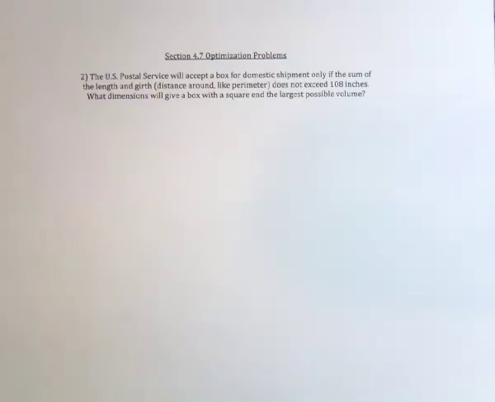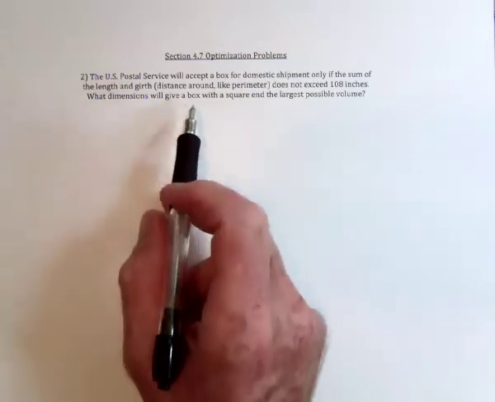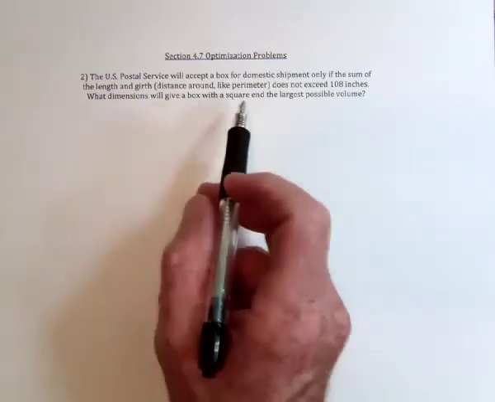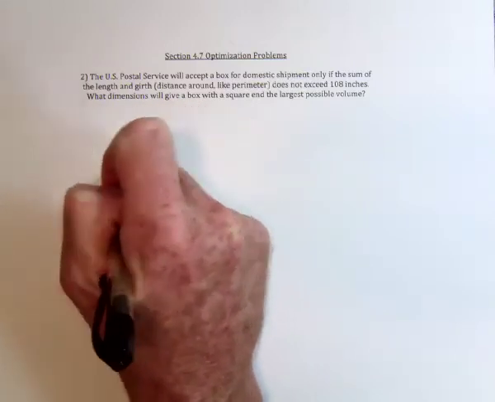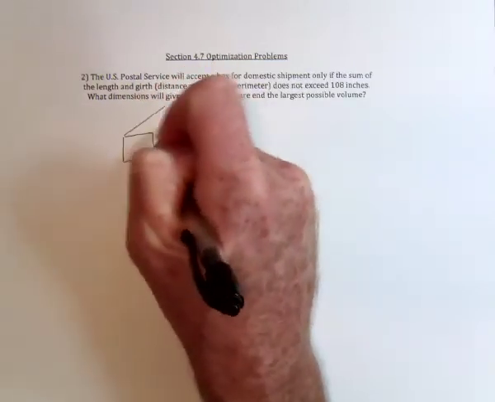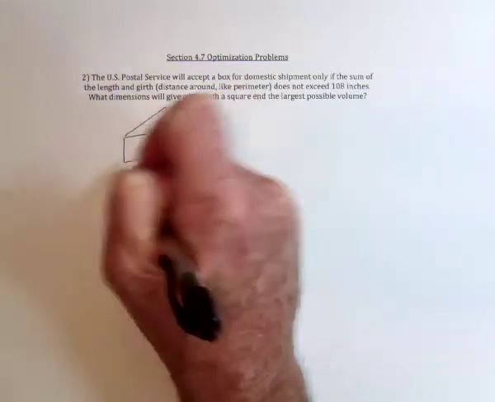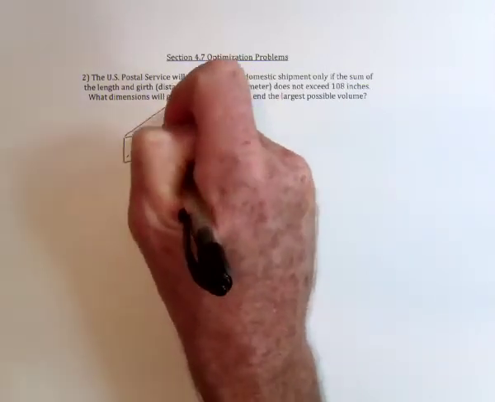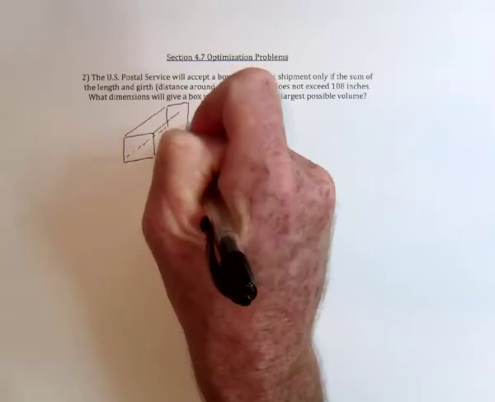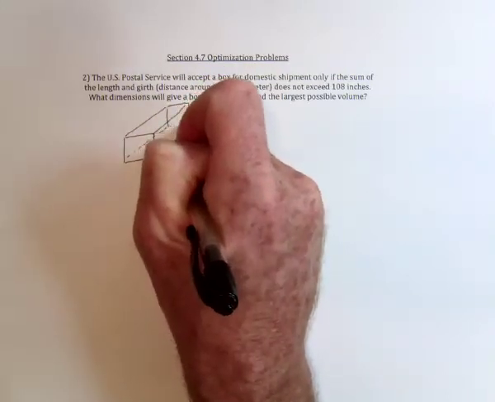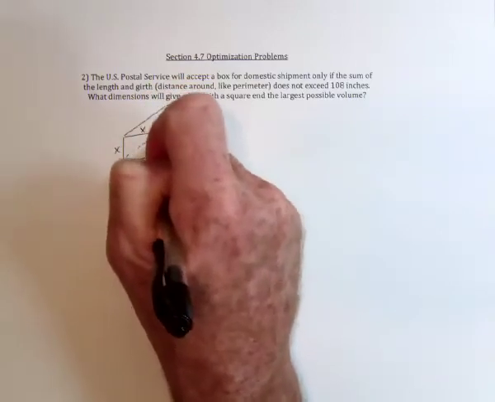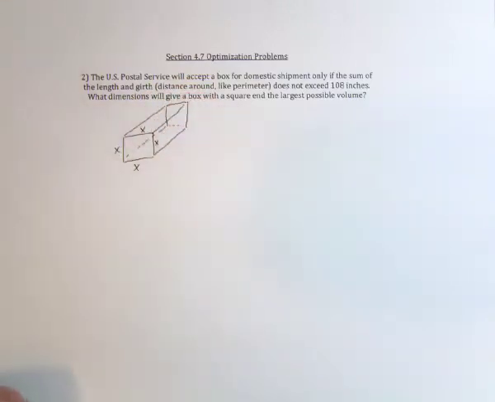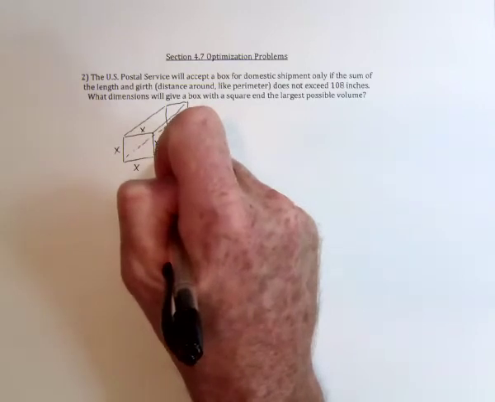So this is a geometry problem. This is a box with a square end. Okay, there's my beautiful box. A square end, so this end is x by x by x by x. And then we need to know the length of it.